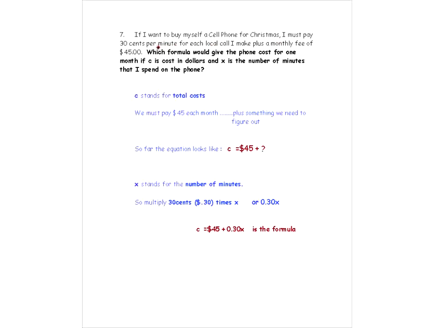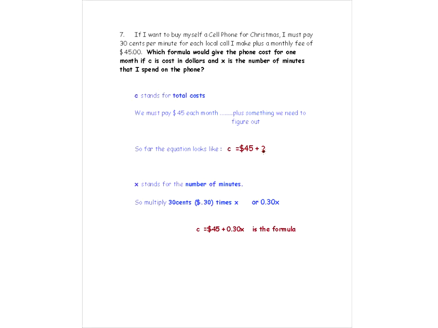Okay, if I want to buy a cell phone for Christmas, I must pay 30 cents per minute for each local call I make, plus a monthly fee of $45. What formula would give the phone cost for 1 month if C is cost in dollars and X is the number of minutes that I spend on the phone? Okay, so we make C equal to the total cost. Now we have to pay $45 each month plus something else, and we need to figure out what that something else is. So we're going to write down what the equation looks like so far. Since C equals total cost, the part that we know so far is that C equals $45 plus something else, and that's the part we need to figure out.